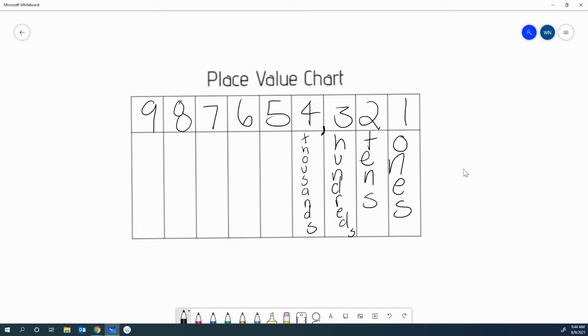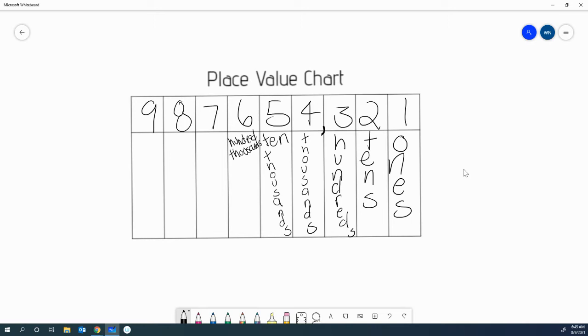Next, we've got the 10,000s place. Kind of like how we go from ones, tens, hundreds, we're going to go thousands, 10,000s, and then 100,000s. 100,000s. Is that going to fit? Yes. 100,000s place. Remember, you could have turned yours to the side and written normally. Mine just wouldn't rotate today.